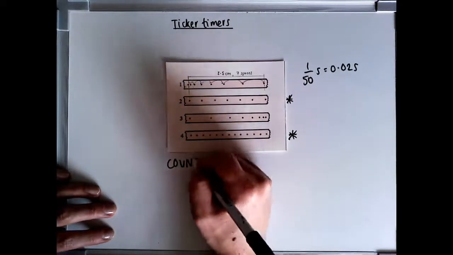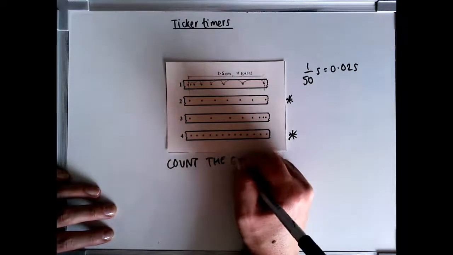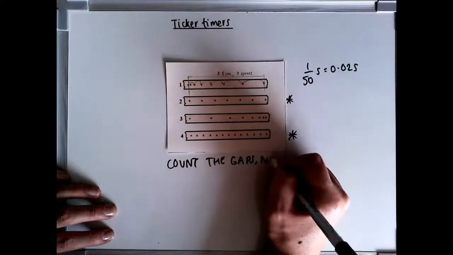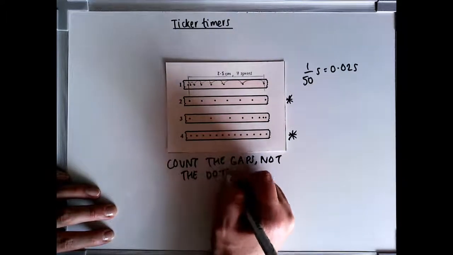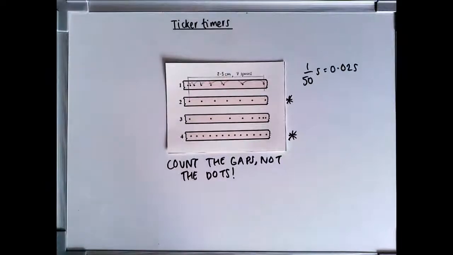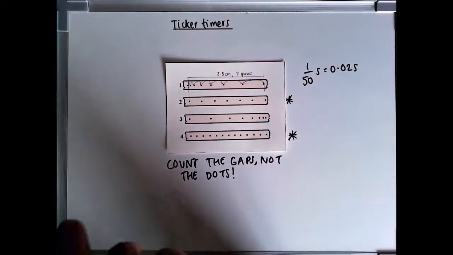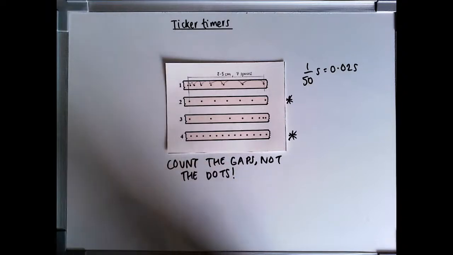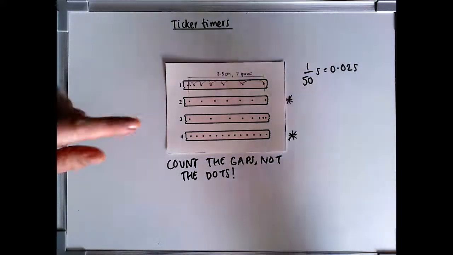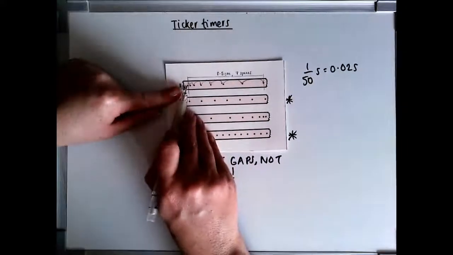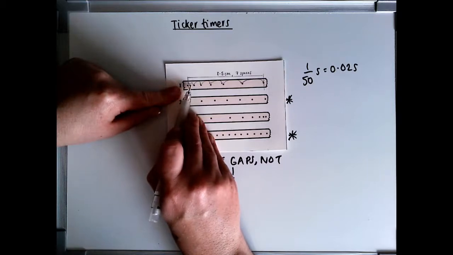We count the gaps, not the dots. Okay, we know that the ticker timer will put a dot there every 0.02 seconds. So I know that the time in between one dot and the next dot is 0.02 seconds, because that's how long it takes for the next one.